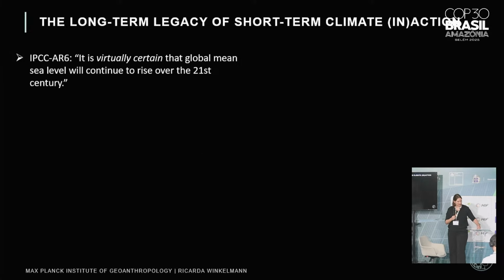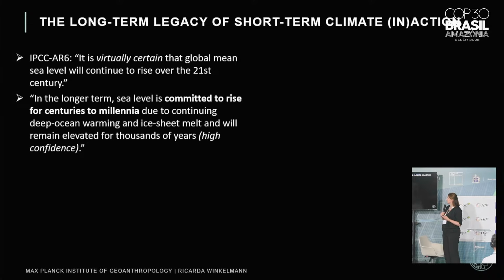And with these time differences, we need to acknowledge that our decisions and actions now will have these long-term committed impacts, including the fact that it is virtually certain, independent of future warming, that global mean sea level will continue to rise over the 21st century, and that in the longer term, sea level is committed to rise for centuries to millennia, due to continued deep ocean warming and ice sheet melt, and will remain elevated for thousands of years.